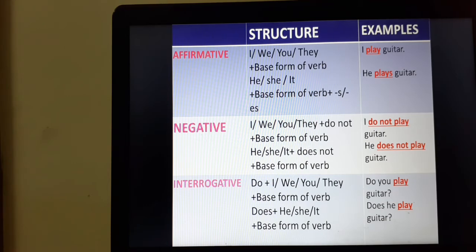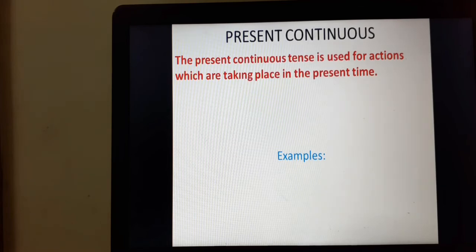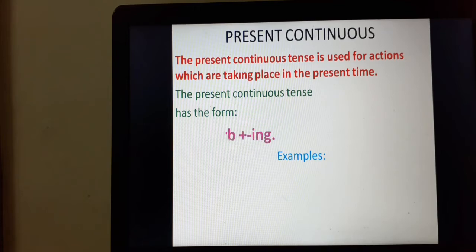Now we will be talking about present continuous tense. Here it goes. The present continuous tense is used for actions which are taking place in the present time. The present continuous tense has the form be plus verb plus ing. We know be means is, am or are in the present tense.